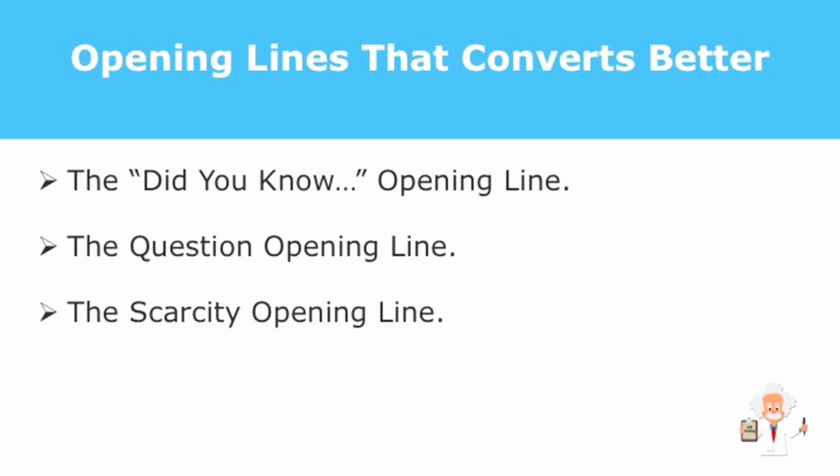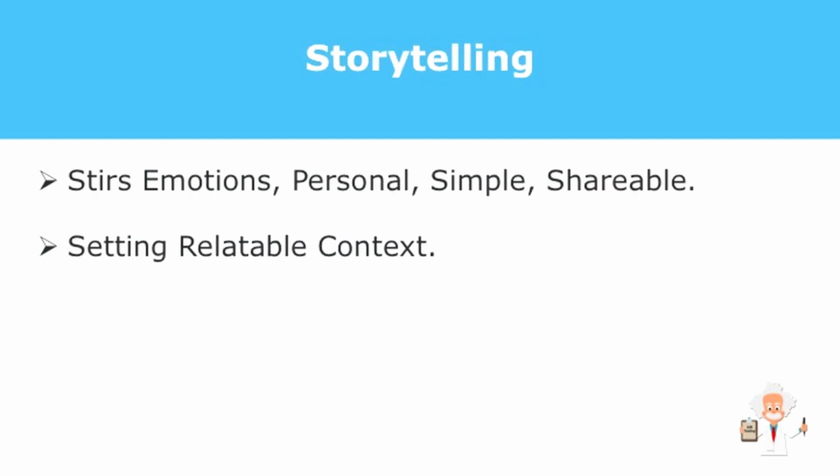Scarcity. A scarcity opening line usually follows a scarcity angled subject line. The main function of this is to elaborate more on the limited availability of whatever you're promoting at the time, and details like only 3 seats left or limited time discount. Storytelling. Stories are a basic foundation of communication. So what makes an email with a story so attractive to your readers? Storytelling stirs emotions. It's personal, simple, and it's shareable. This is why marketers use storytelling.